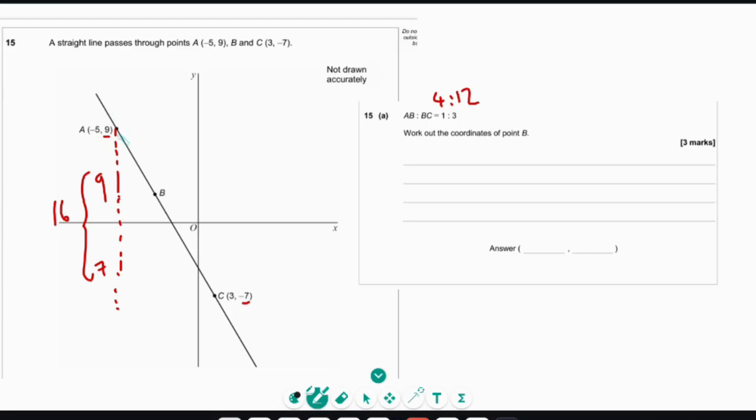The distance from A to B is 4, so the y coordinate for B is 4 down from the y coordinate for A. So 9 take away 4 is 5. So that's the y coordinate. We will do the x coordinate in a similar way.